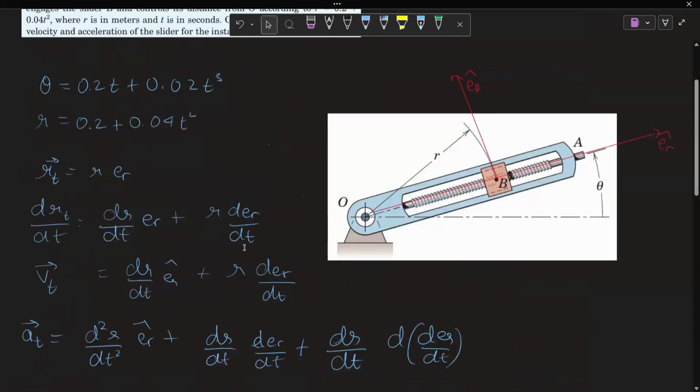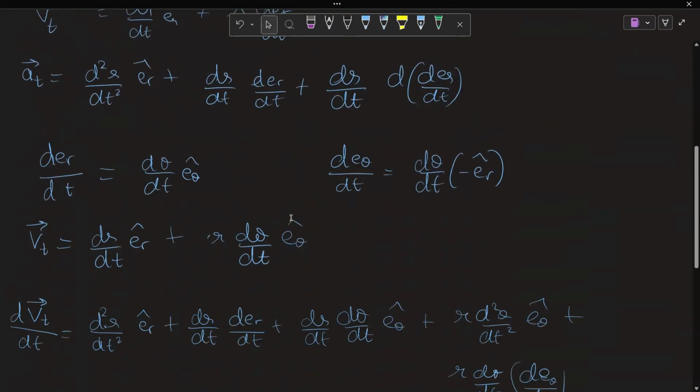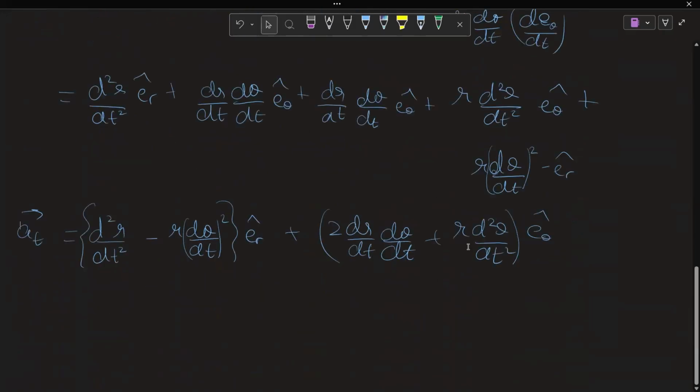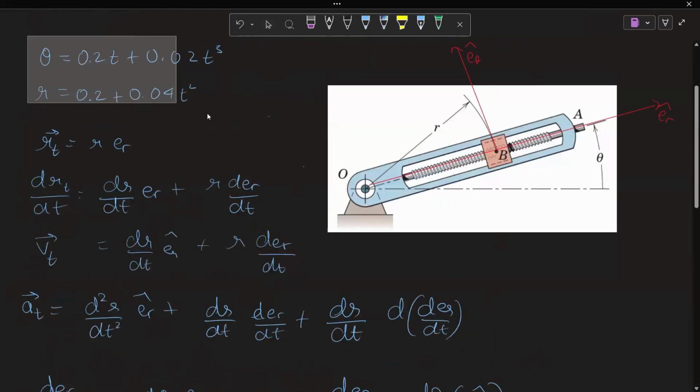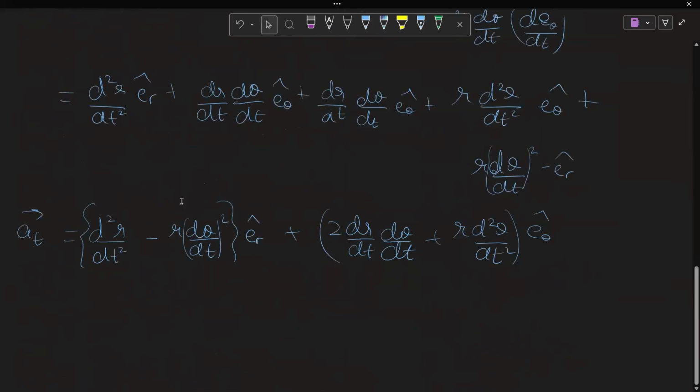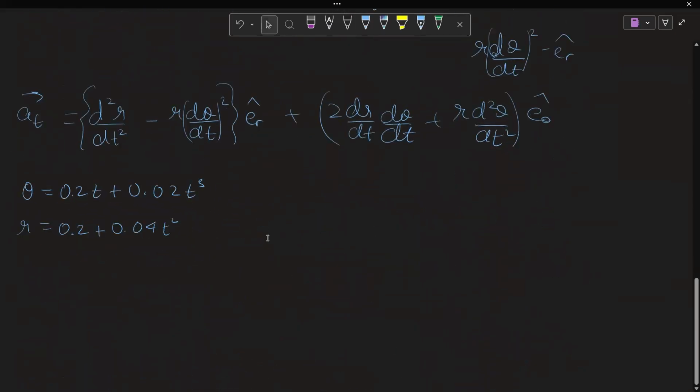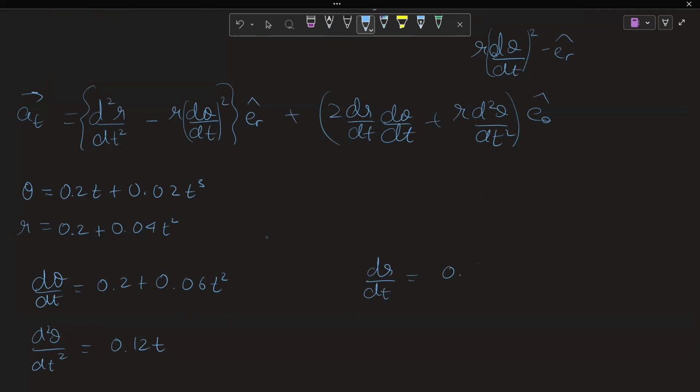So basically, you don't have to remember all the equations that we have discussed in theory. You can just derive it. It will take just 5 minutes for the derivation if you know the concept. We have the equations of theta and r, so we just have to put the values now. d theta by dt is 0.2 plus 0.06 t square, and d2 theta by dt square is 0.12 t. dr by dt is 0.08 t, and d2r by dt square is 0.08.